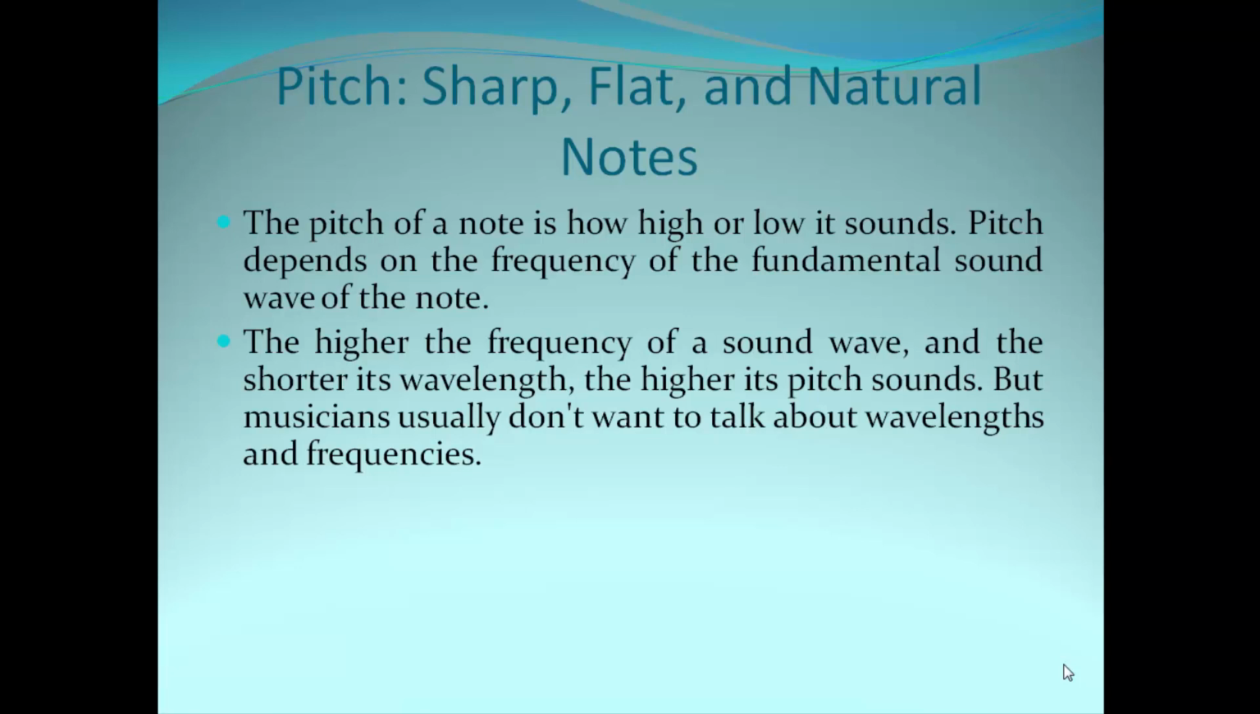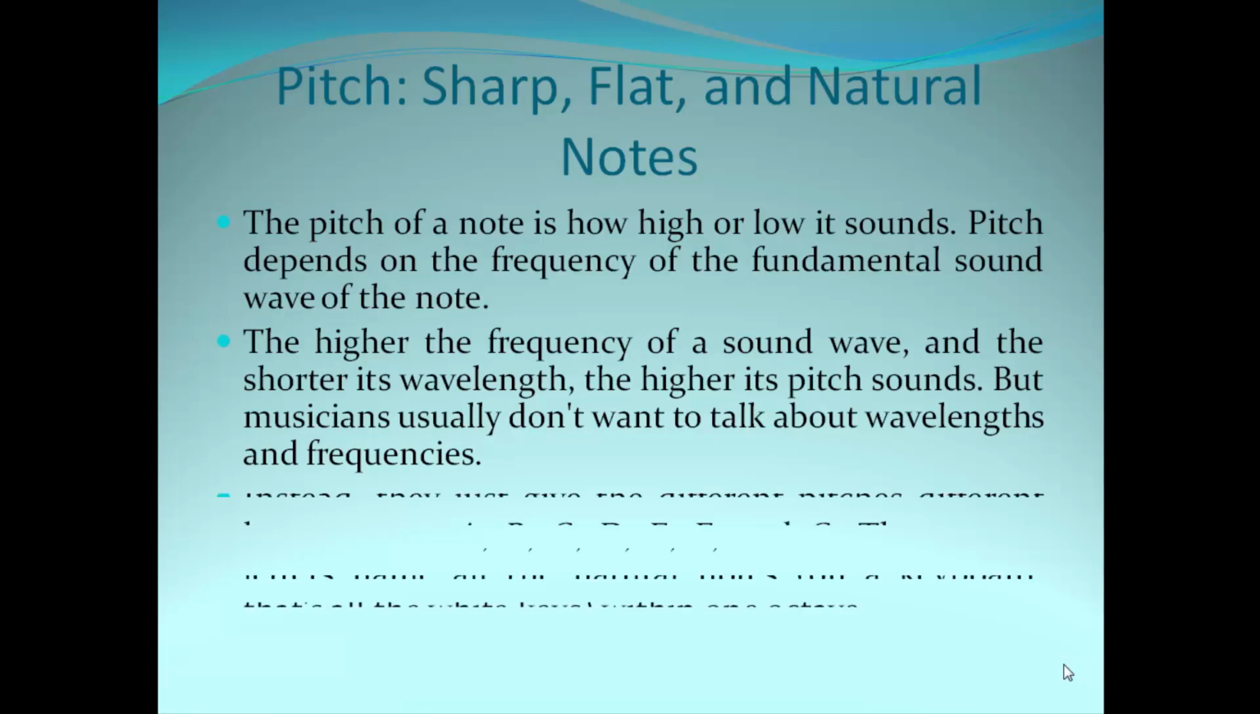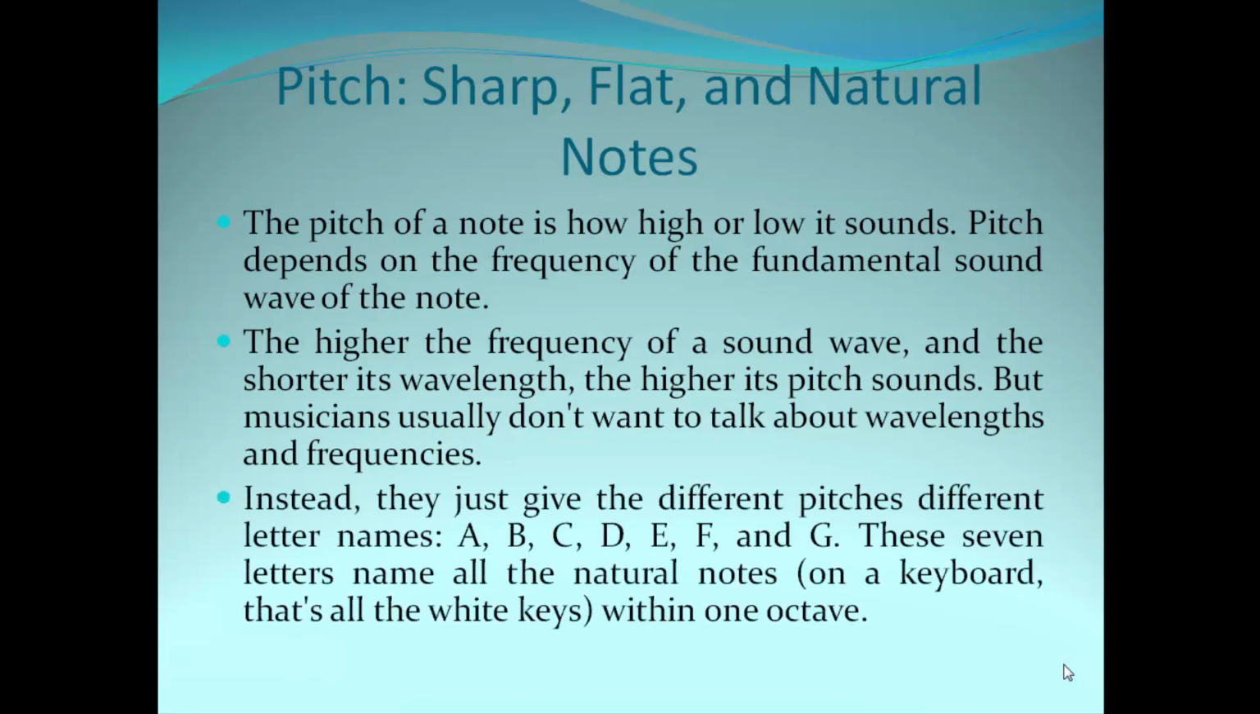But musicians usually do not want to talk about wavelengths and frequencies. Instead, they just give the different pitches different letter names: A, B, C, D, E, F, and G. These seven letters name all the natural notes. On the keyboard, that's all the white keys.